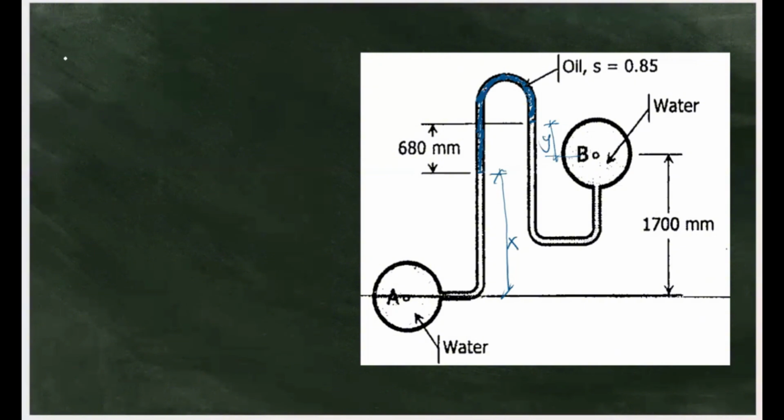we could say that 0.68 meters, no, plus X, eto, 0.68, or 680 plus X, yan, is equal to Y, yan, equal daw siya saan? Sa Y plus 1.7 meters.